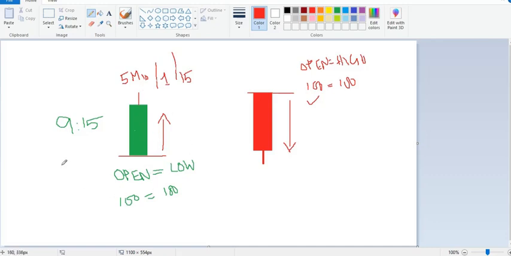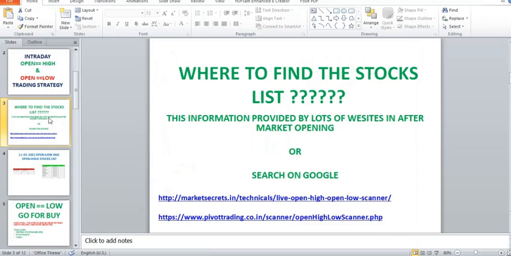If open is equal to low, it is a bullish candle, so we can initiate a buy here. If open is equal to high, we can go for sell. We also use some other tools for confirmation of the entry. Where do we find these stocks? Simply search on Google: open is equal to low and open is equal to high.